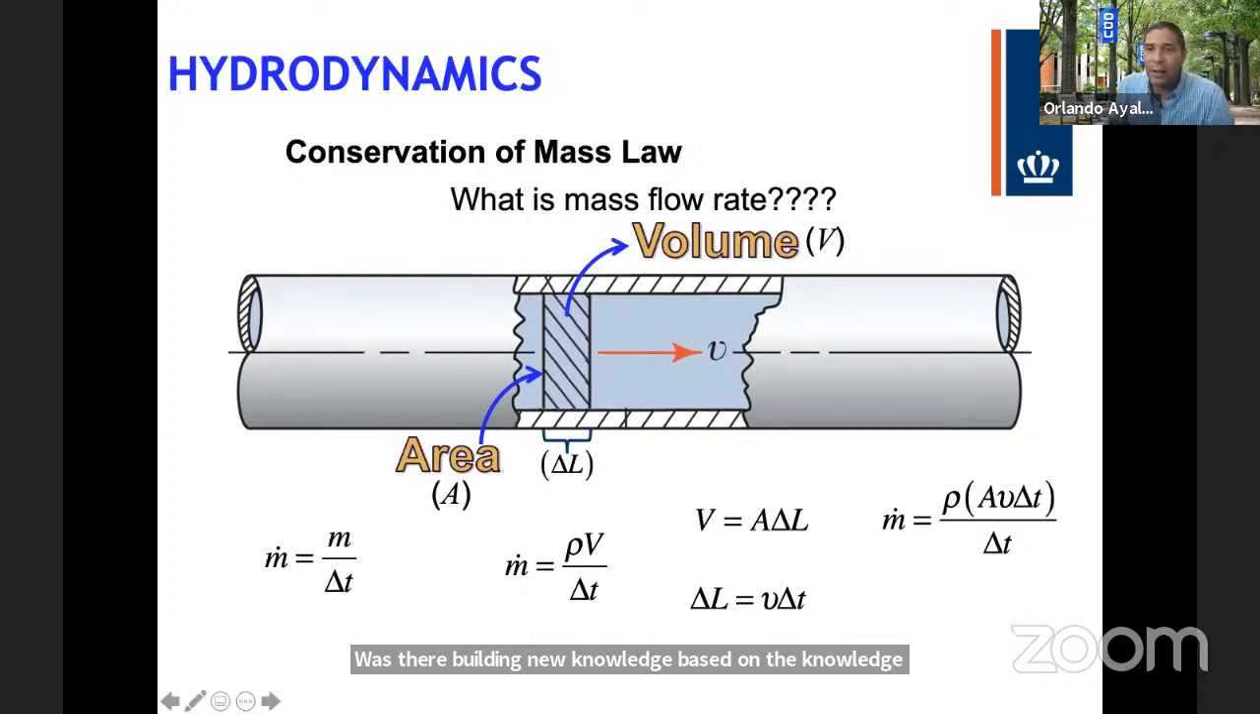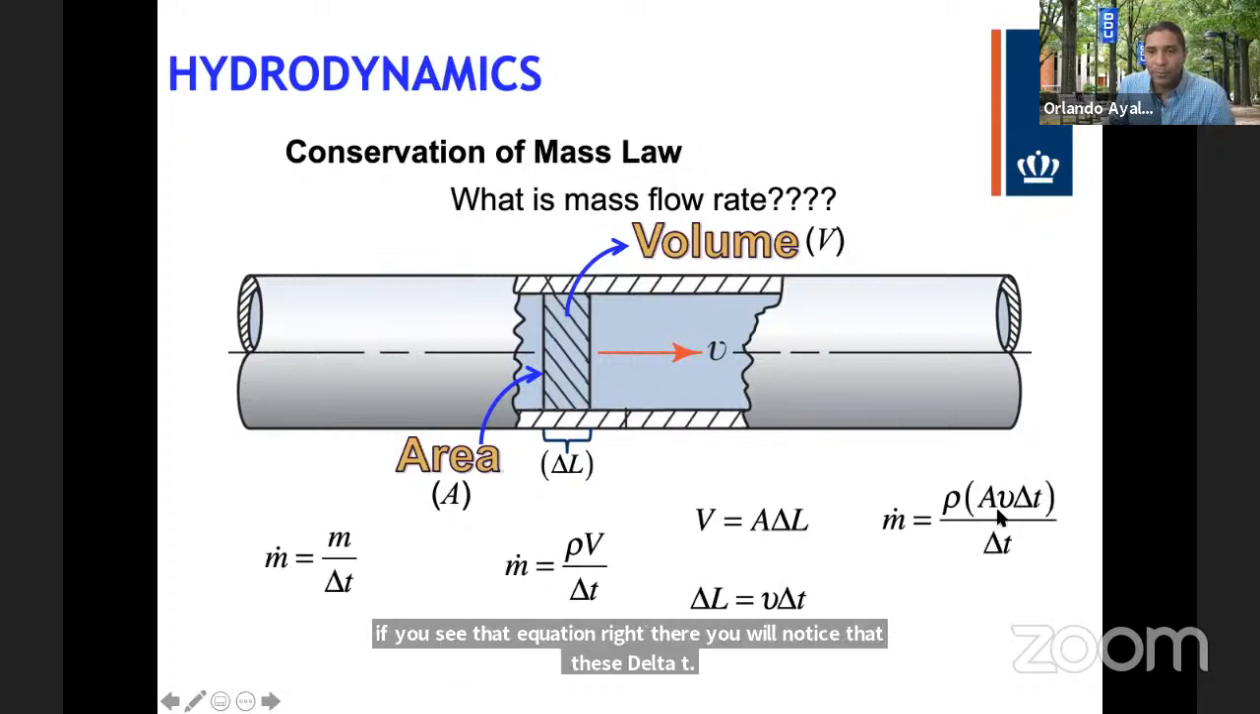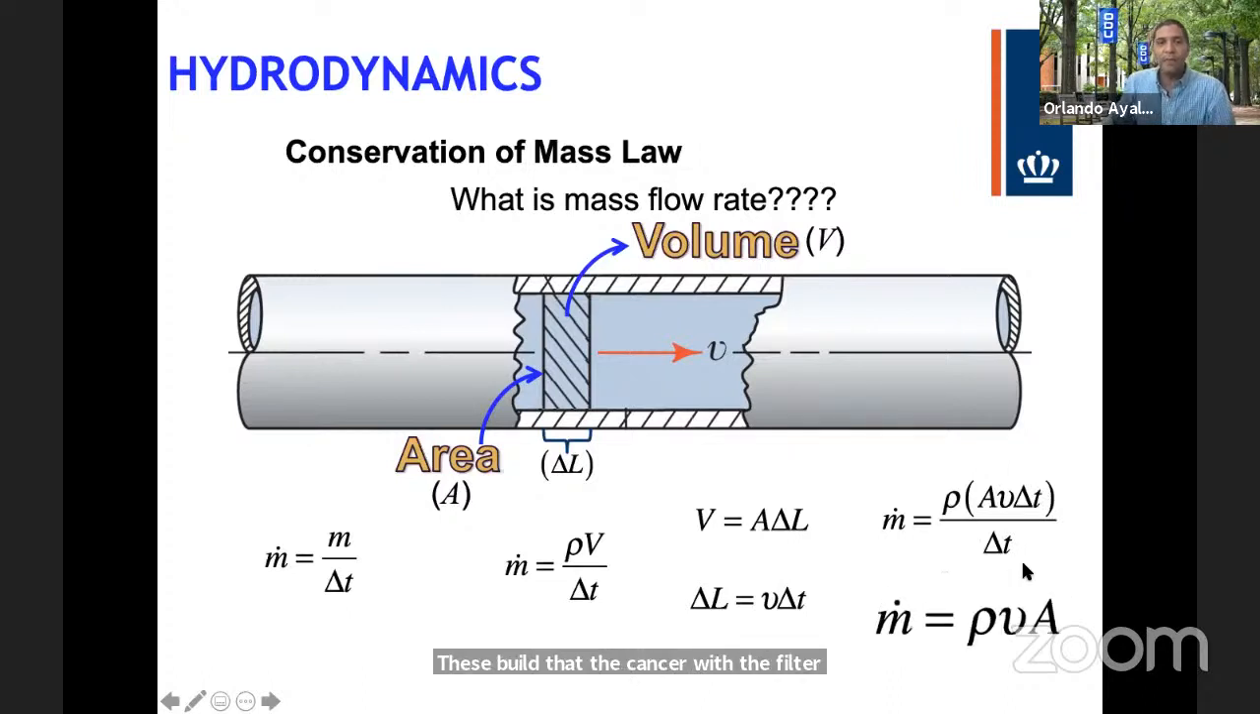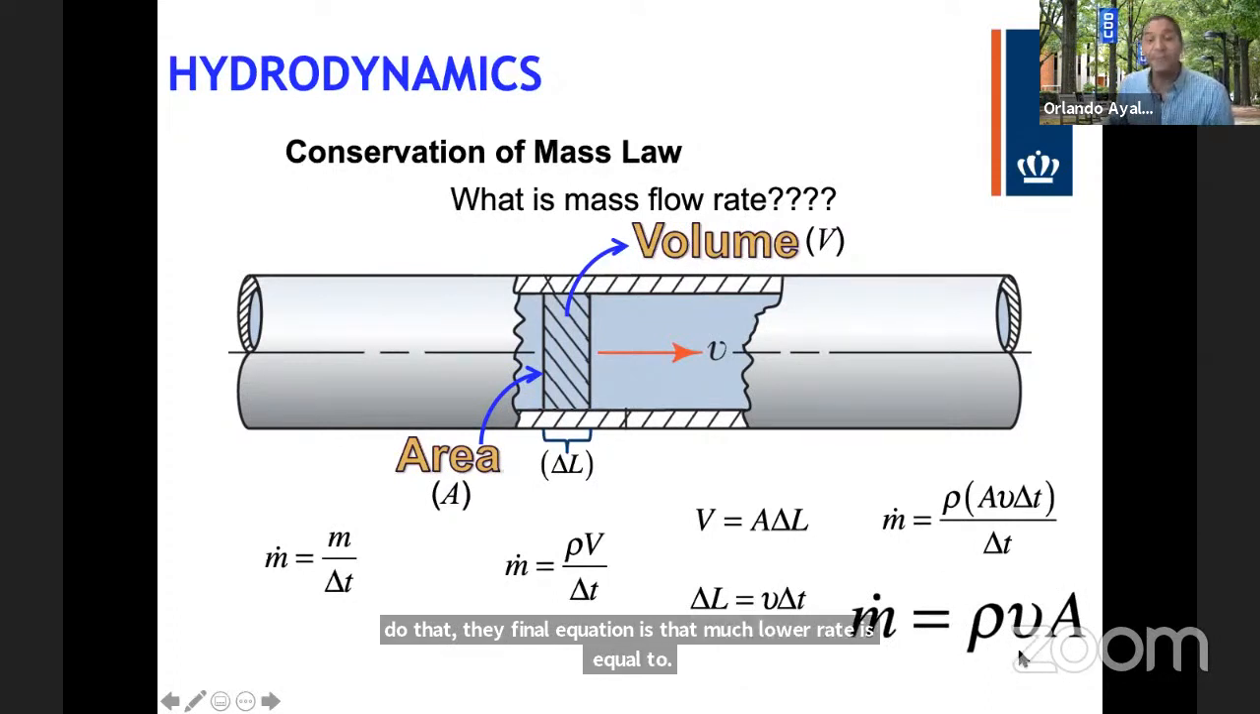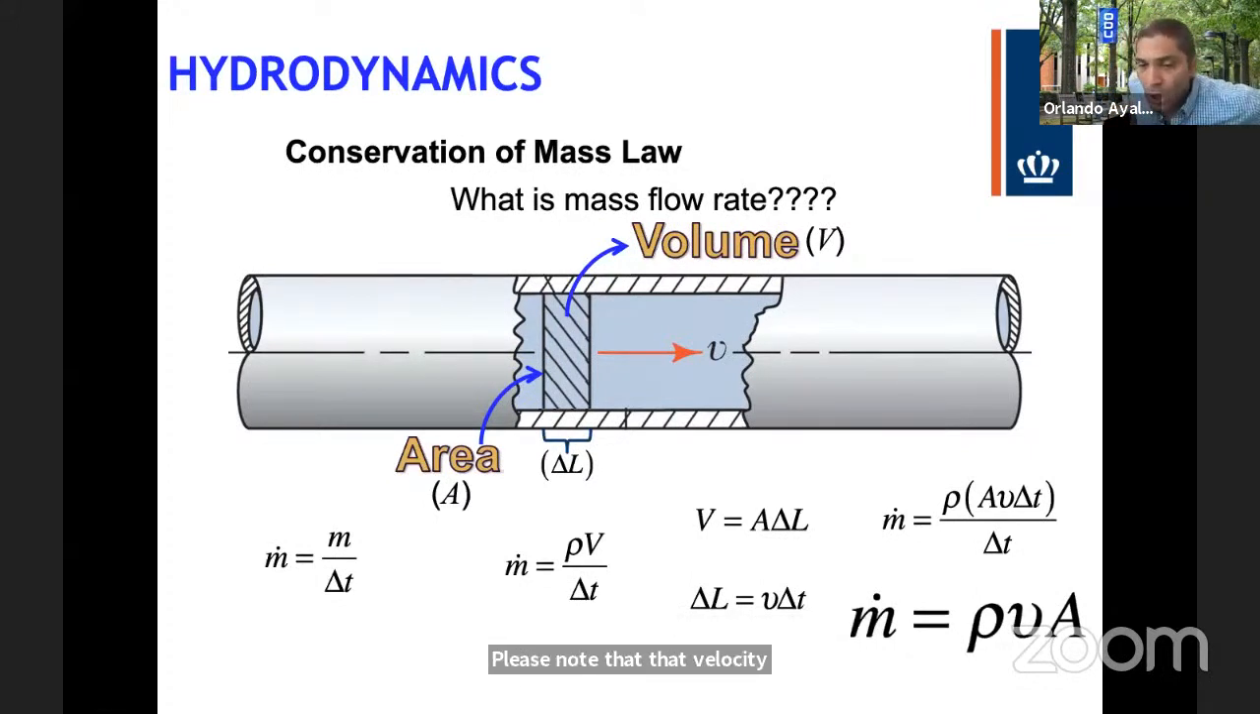Now, if you see that equation right there, you will notice that this delta T cancels with this delta T. And if I do that, the final equation is that mass flow rate is equal to density times velocity times area. Please note that that velocity must be perpendicular to the area. See, if the velocity is not perpendicular to the area, then the fluid is not passing the area. So my vector must be oriented towards the area. Otherwise, I won't pass it.